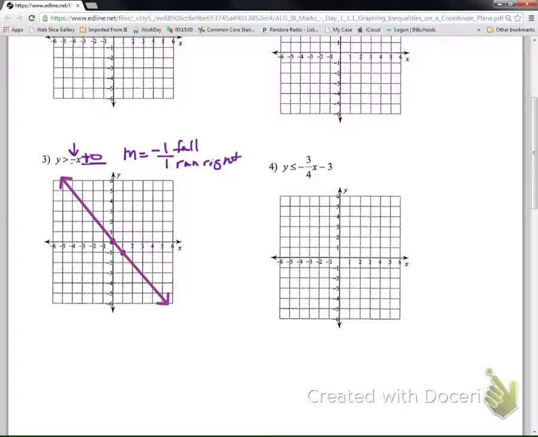Alright, now look at your inequality. First we need to ask ourselves, should it be dashed or solid? What did you say? Hopefully you said dashed, because there's no equal to sign underneath the greater than sign. So you need to go back and erase or make it dashed. The next step is you need to shade. Well, do we need to shade above the line or below the line? It's greater than, so you need to shade above.